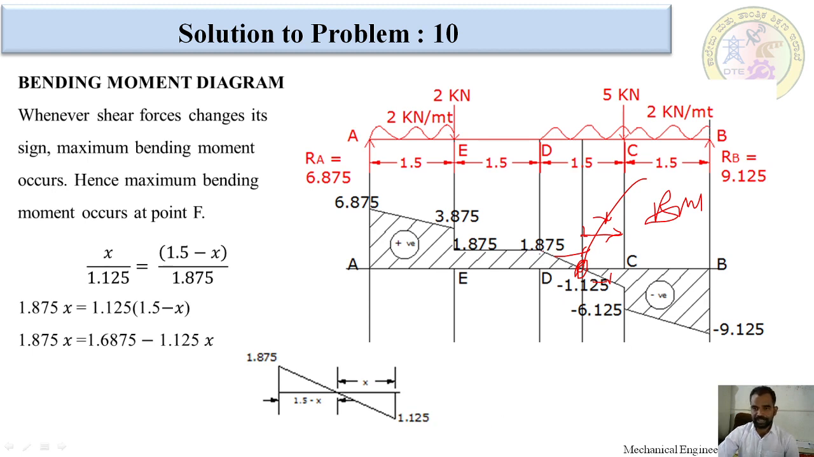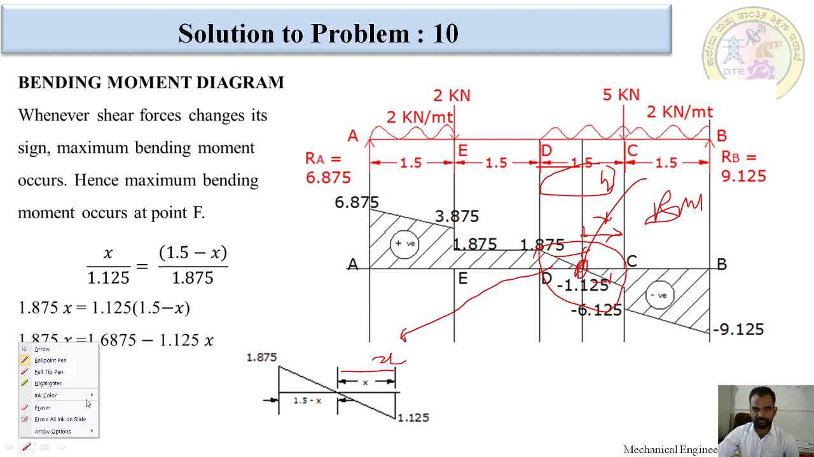I am going to take this component, up to this component, outside, like this. Here I am going to take x. The total distance from here to here is 1.5, and this distance I want to find out. This is x, this is 1.5 minus x, and here the value we got is 1.875, here we got negative 1.125.